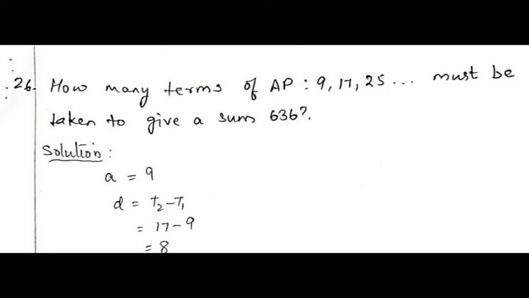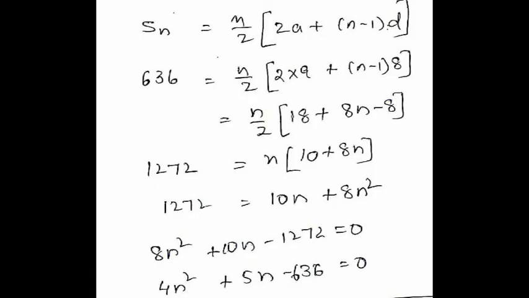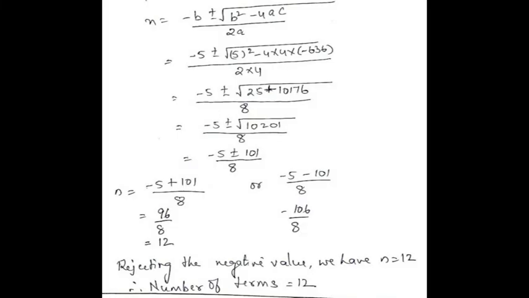Question 26. How many terms of the AP 9, 17, 25, etc. must be taken to give a sum of 636? And Sn is equal to n by 2 bracket 2a plus n minus 1 into d. Substituting and using the formula, you get n is equal to 12. You can reject the negative value.